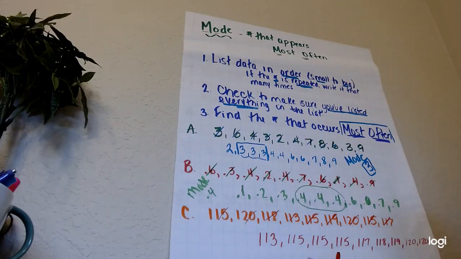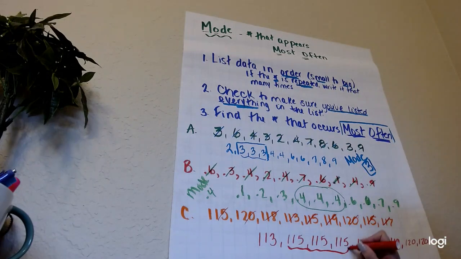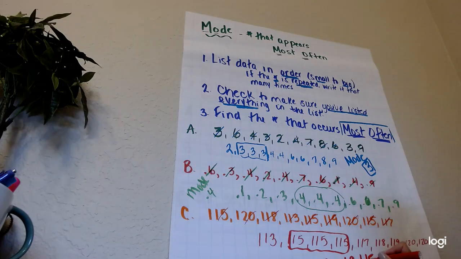Okay. So what number appears the most often? 115. It appears 3 times. So my mode in this problem is 115. So mode means the most often. Oops, you can't see that.